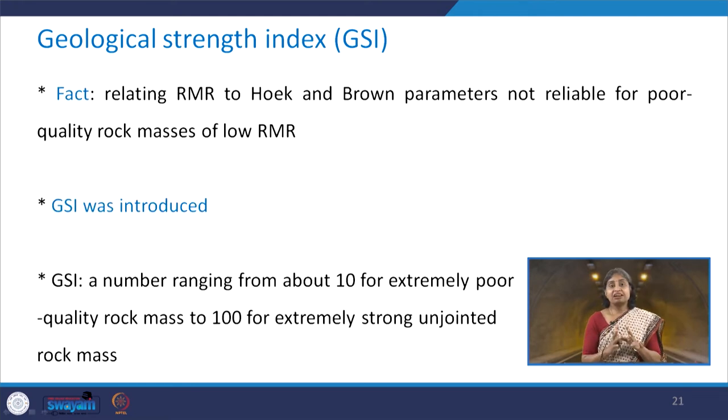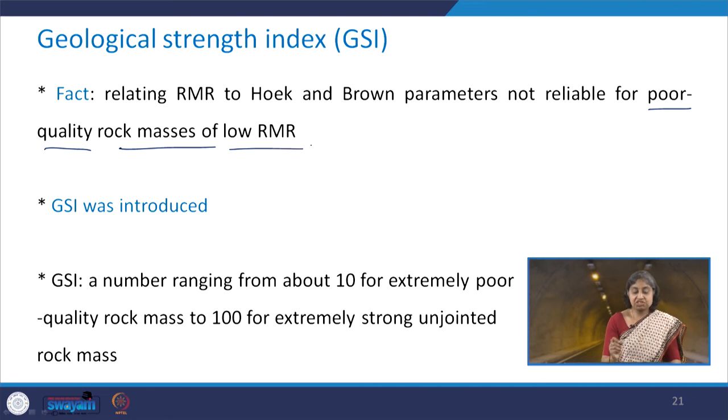The fact is that when we relate this RMR to the Hoek and Brown parameters, which you will learn probably in the subsequent classes, it is really not reliable for poor quality rock masses which have a low value of RMR. And to do away with some of these disadvantages, GSI was introduced.